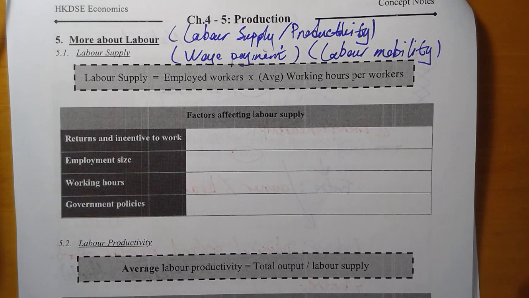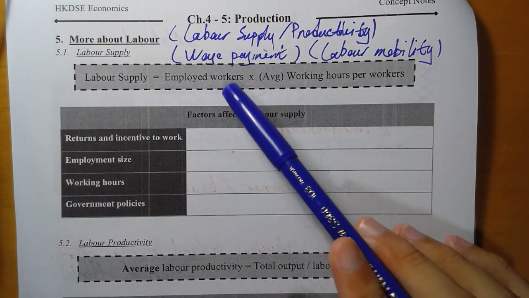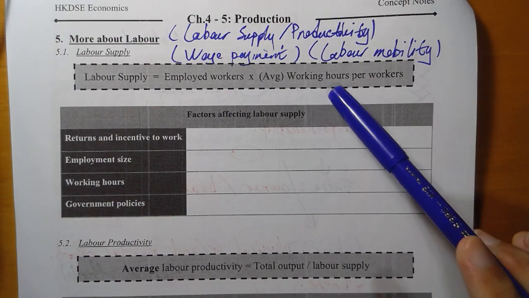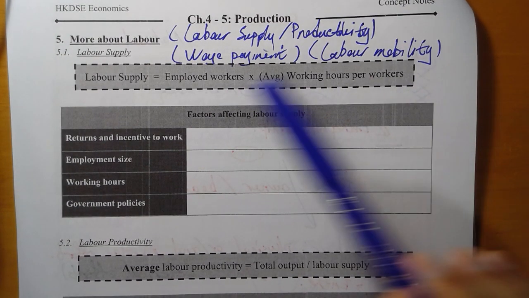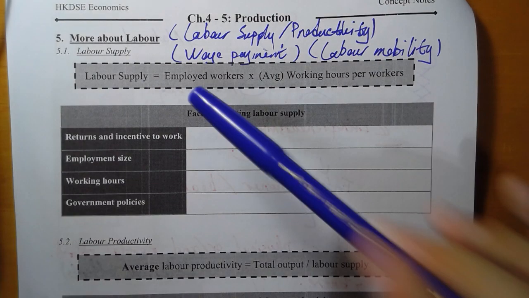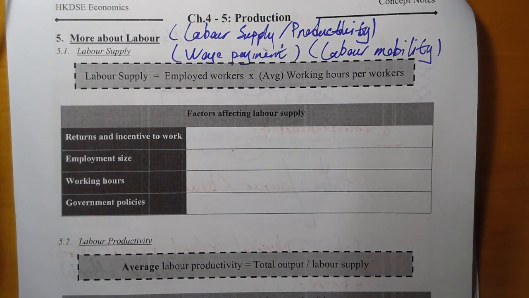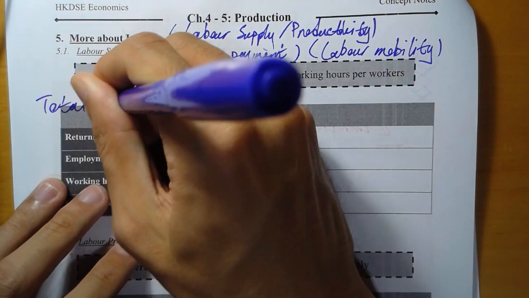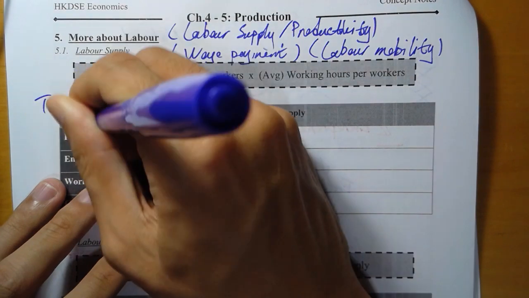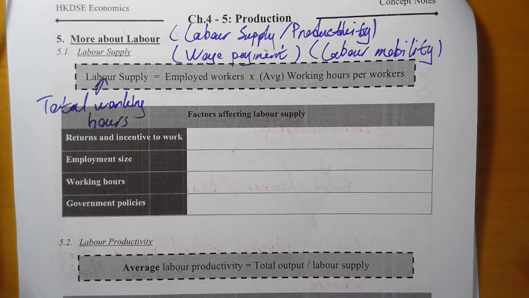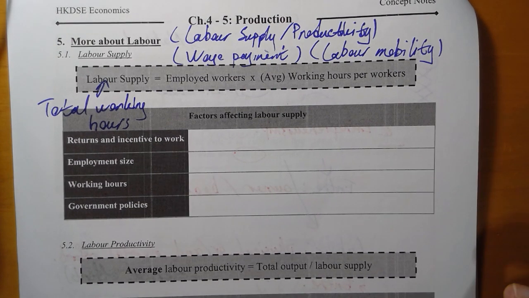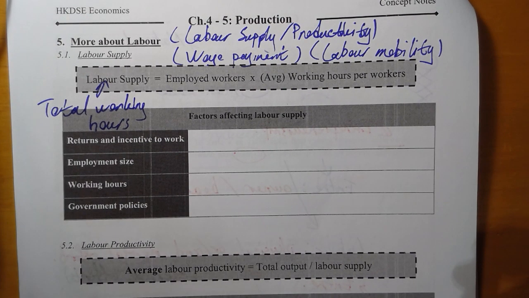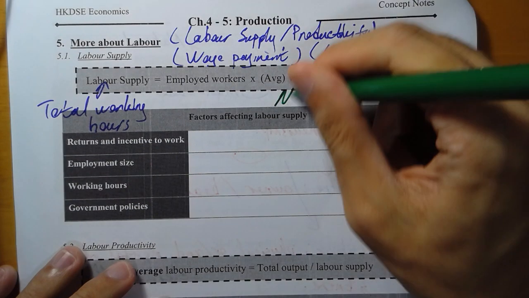Now, labor supply refers to the number of employed workers times their average working hours per worker. So you see, labor supply is actually talking about the total working hours, how long they work in total. Total working hours. Now, the unit for labor supply, remember, we call man hour.